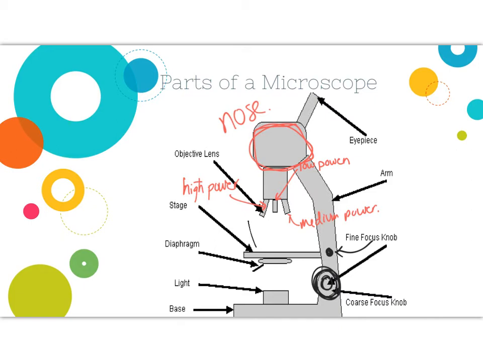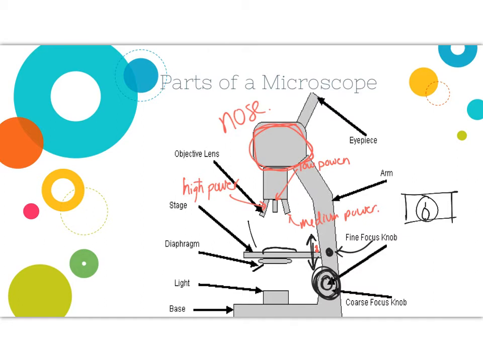Okay, so there's little clips here usually, and this is where we would put our cell or our plant or whatever it is we're looking at. So our coarse focus knob moves this up and down with fairly large changes per rotation, and the fine focus knob moves it very slightly, so small movements and adjustments to bring it into focus.